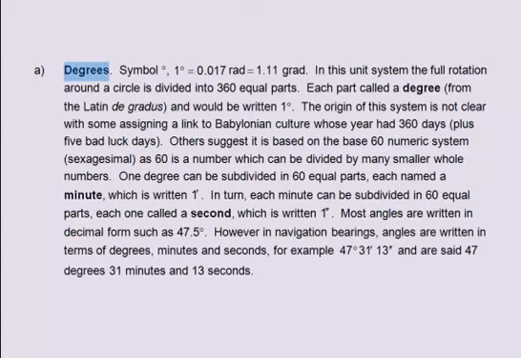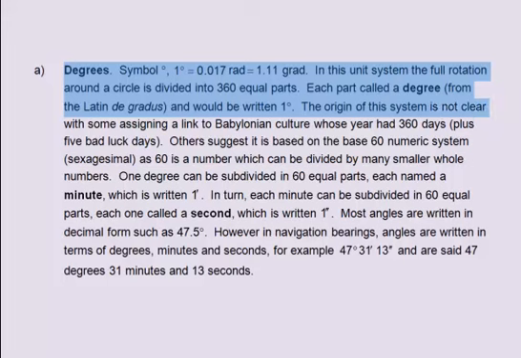A. Degrees. Symbol: a small circle. 1 degree equals 0.017 radians, which equals 1.11 gradians. In this unit system, the full rotation around a circle is divided into 360 equal parts. Each part is called a degree, from the Latin degradus, and would be written 1 degree. The origin of this system is not clear, with some assigning a link to Babylonian culture, whose year had 360 days, plus 5 bad luck days.